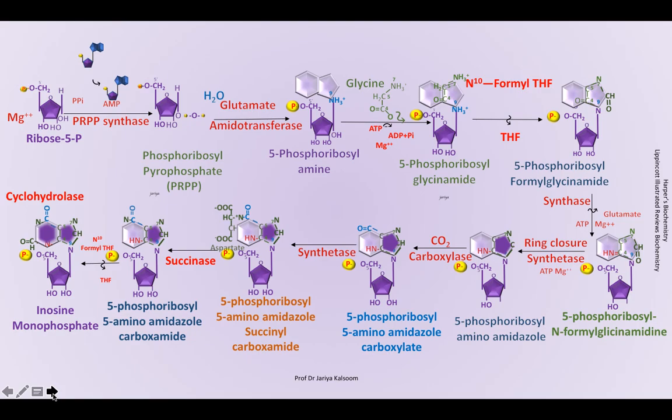And this is the parent compound for the purine nucleotides, which may be adenine or guanine.